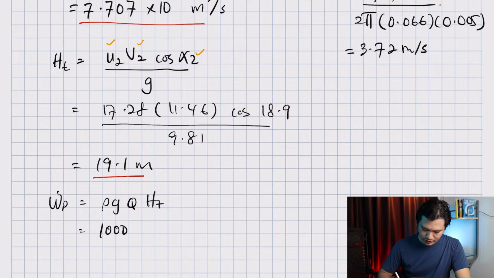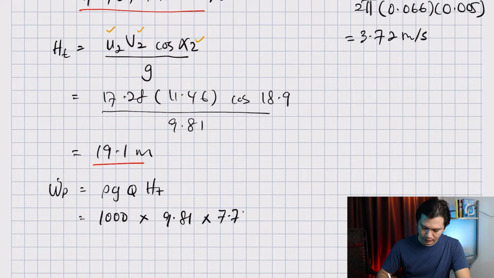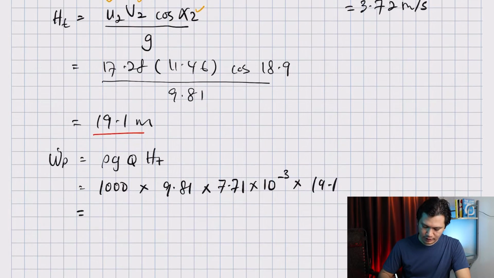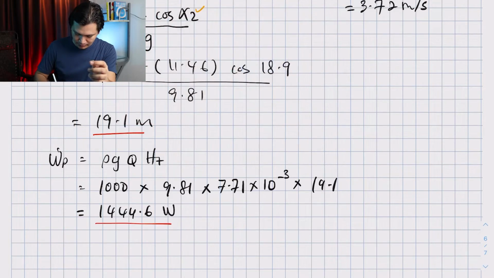So W dot P is rho g Q times HT. So this is 1000 times 9.81 times Q, which is 7.71 times 10 to the power of minus 3, times HT, which is 19.1. Okay, and this is equal to 1444.6 watt. So this is the required power for the pump to operate. And let me write this in red.